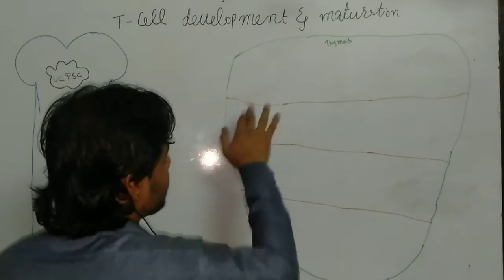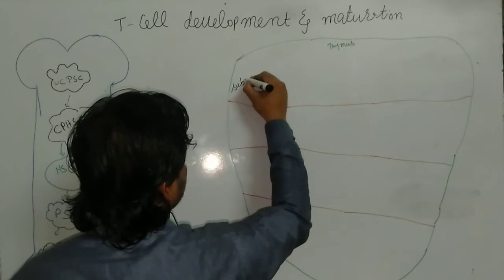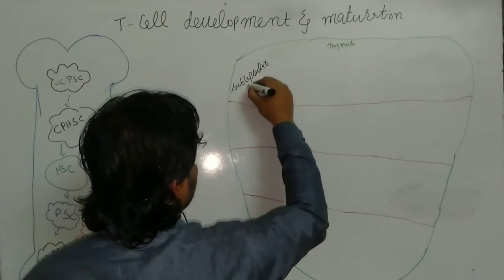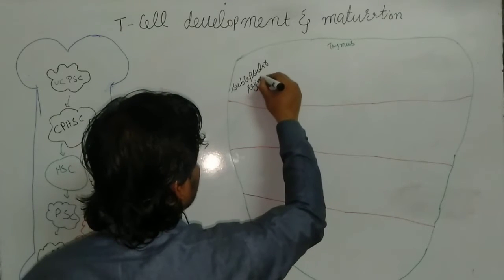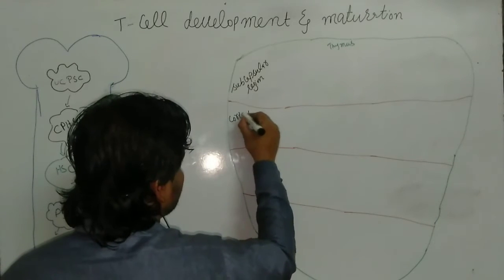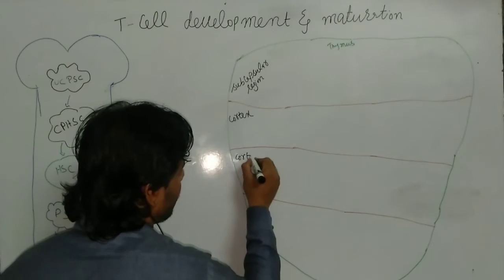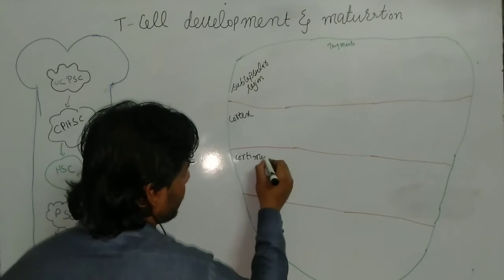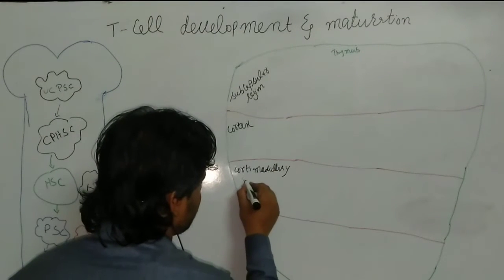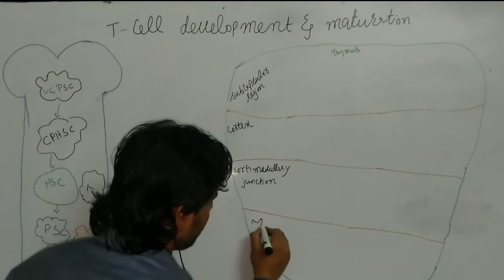And this first layer is called the subcapsular region. This second layer is called the cortex. This third layer is called the corticomedullary junction. And this last layer is called the medulla.